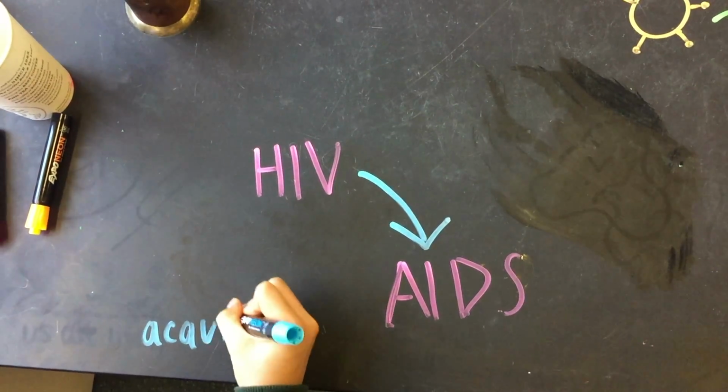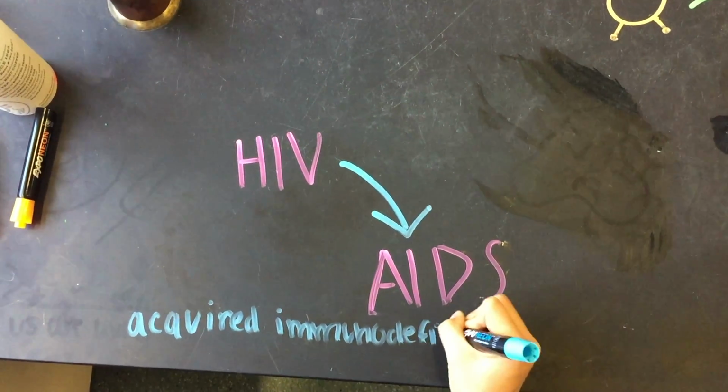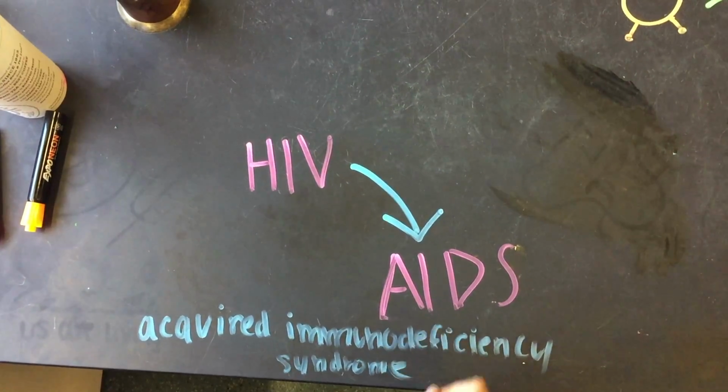The result of HIV is AIDS, acquired immunodeficiency syndrome, which is an impairment of the immune response of an organism. AIDS makes the organism a more viable host for other diseases and autoimmune conditions.